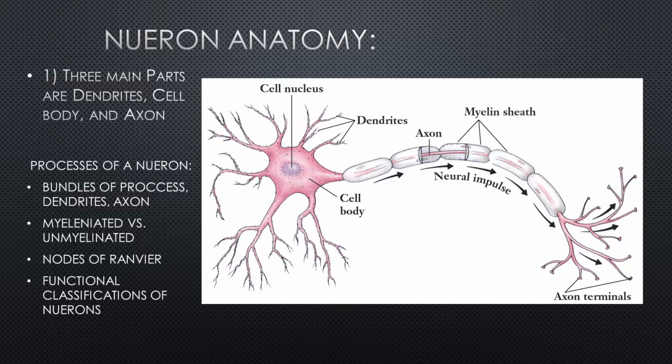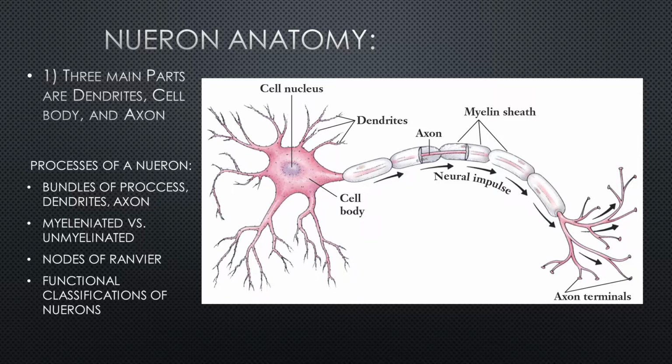Neuron anatomy. The cell body is made up of a few parts. The cell body is also known as the soma. Nissl bodies are what make up proteins. Neurofibrils and neurofilaments are what maintain cell shape. An axon hillock is the area that generates the action potential itself.